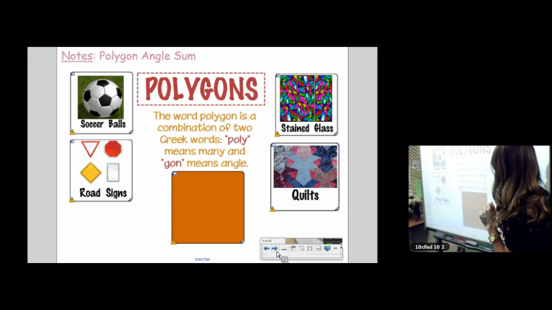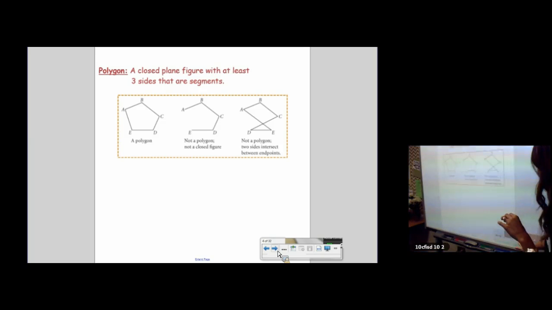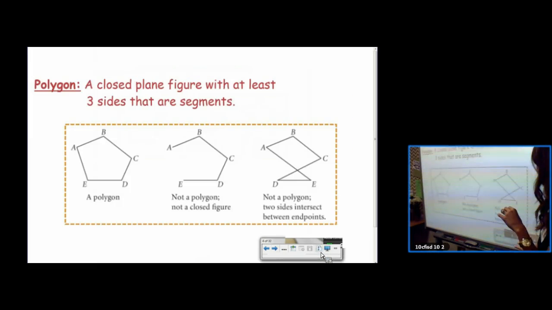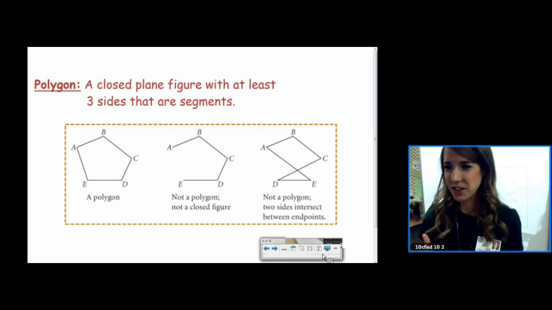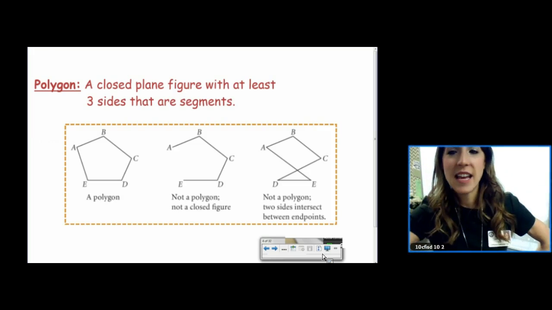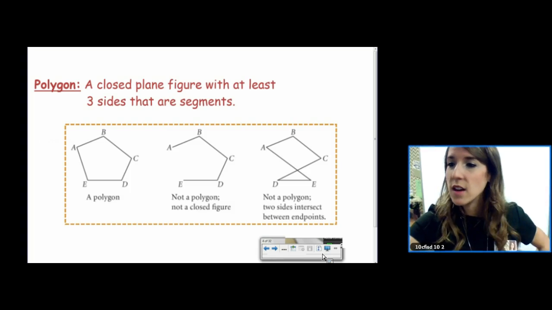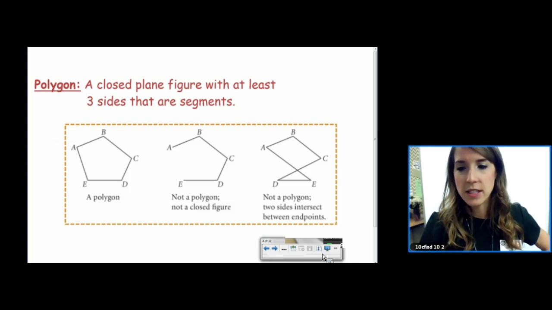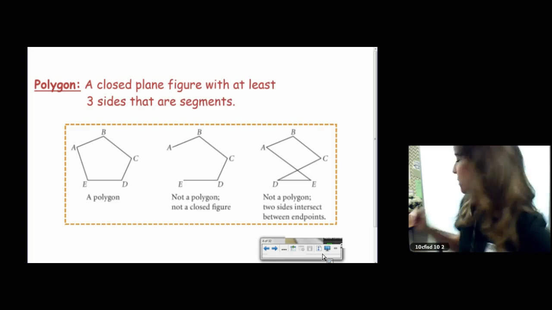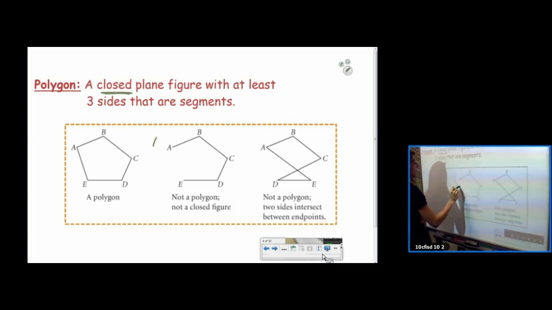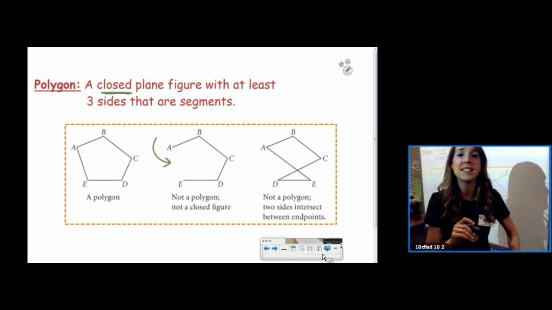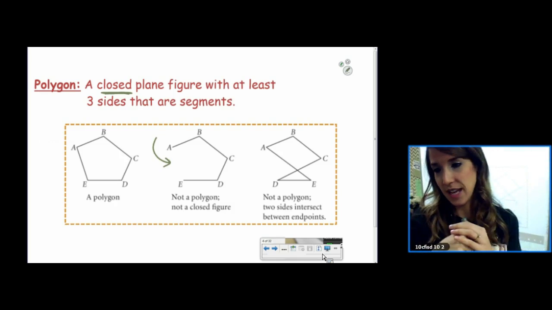All right, here's the actual definition. We did learn this last semester, but we didn't really talk about it very much, so I'm pretending like we never learned it before. A polygon is a closed, plane figure with at least 3 sides that are segments. So first and foremost, it needs to be closed. That's why this one right here is not a polygon, because they didn't finish it off. They didn't close off the side. That one's open.